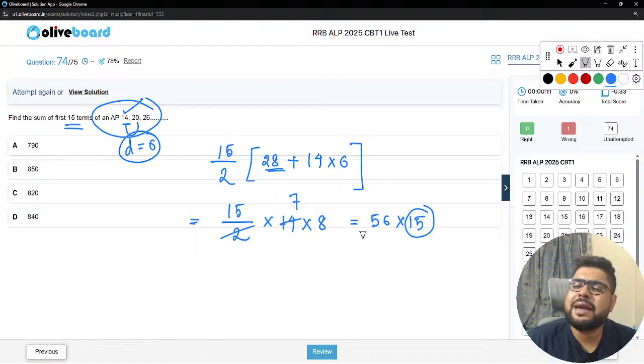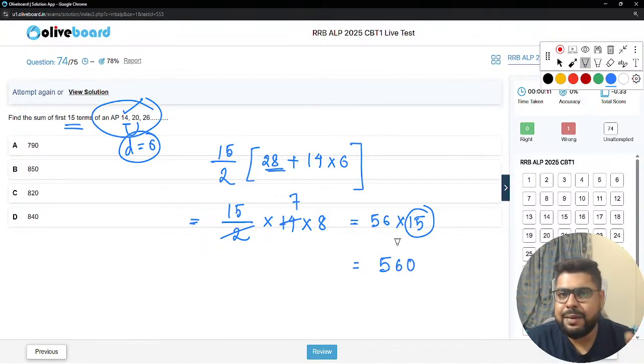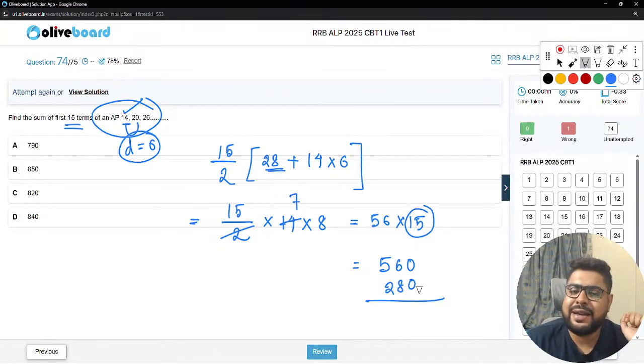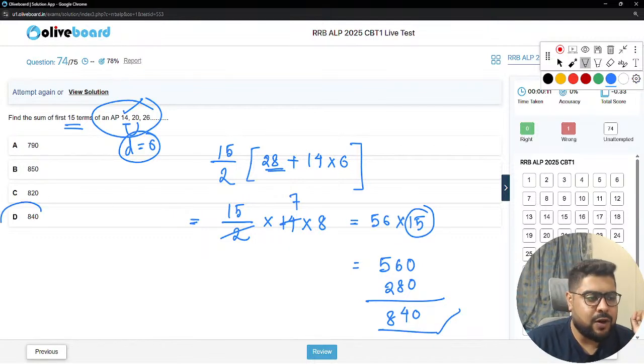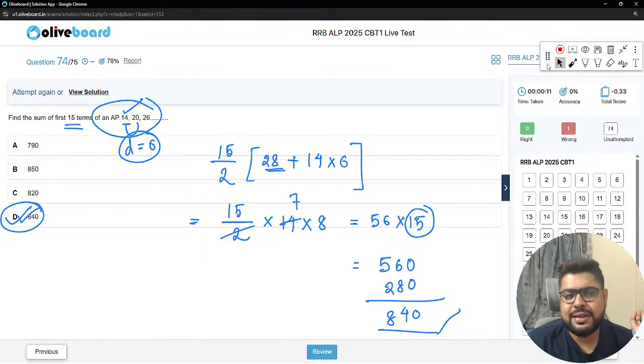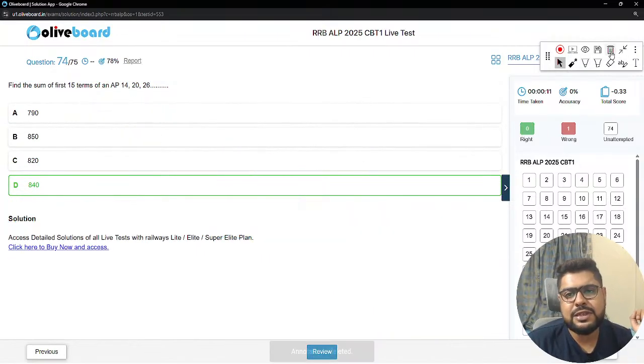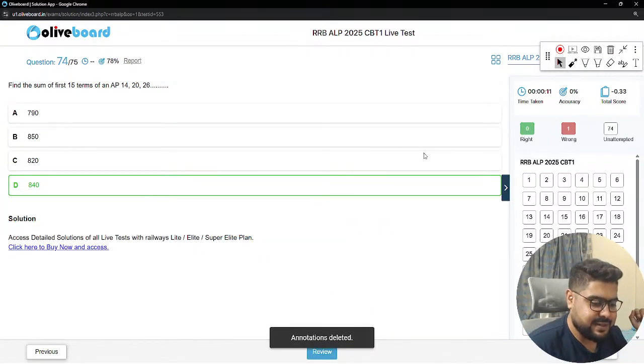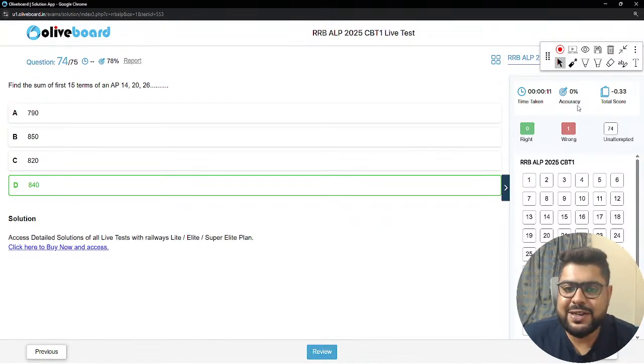Any number multiplied by 15, multiply by 10 and multiply by 5. Now multiplication by 5 you don't need to do, it is half of the multiplication by 10. So it is 47, 840 is the answer. Option D will be the correct answer. Option D will most definitely be the correct answer. Yeah, Reena, I now understood.